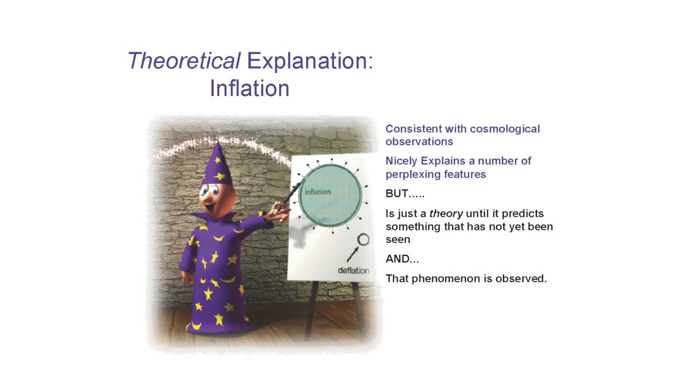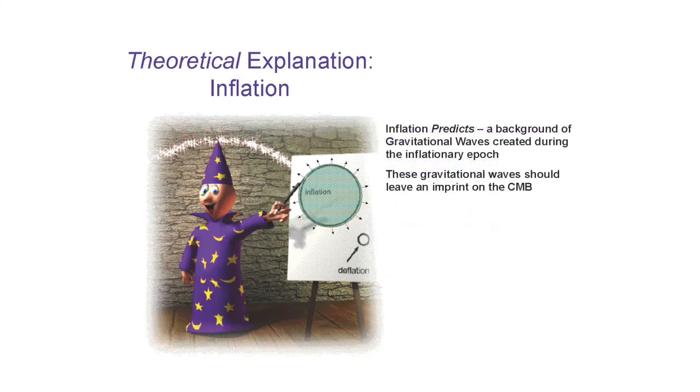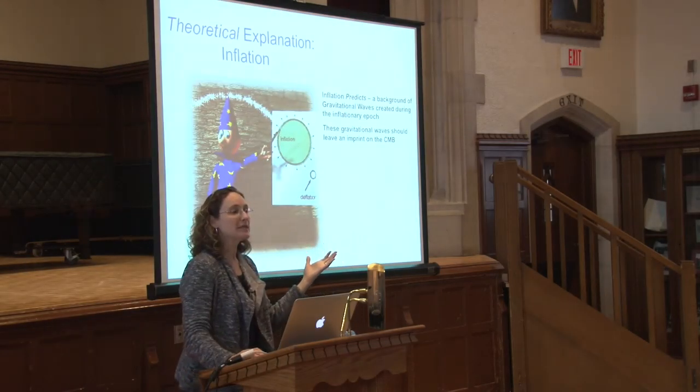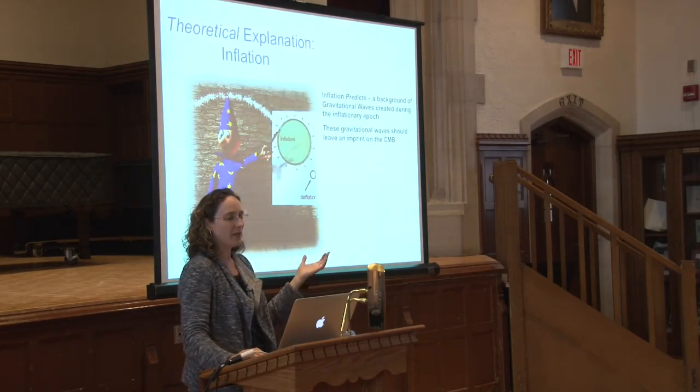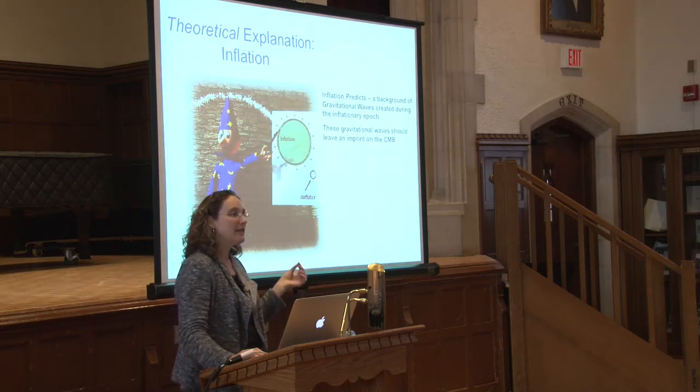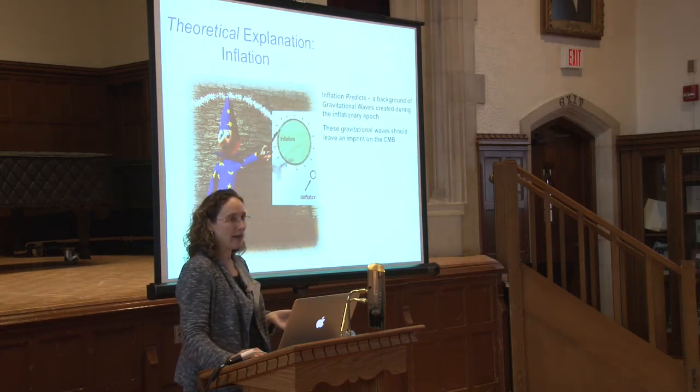But it's just a theory until it predicts something that hasn't yet been seen, and that thing then gets seen, right? So just like the cosmic microwave background, it better tell you what to go out there and look for. And it turns out it does. So inflation predicts that during that very, very tiny fraction of a second, when the universe is undergoing this crazy expansion, it's producing something called gravitational waves. And these gravitational waves leave an imprint on the cosmic microwave background.